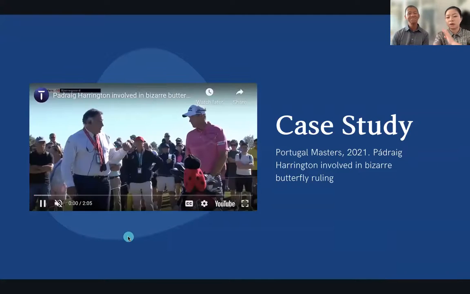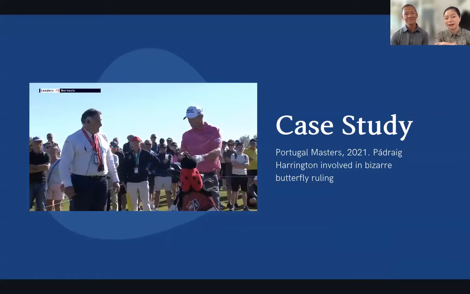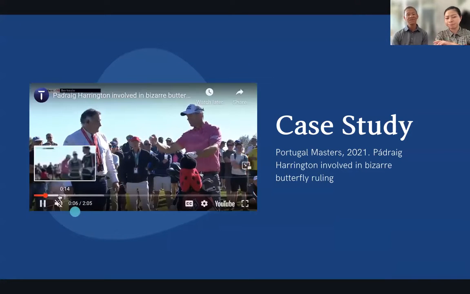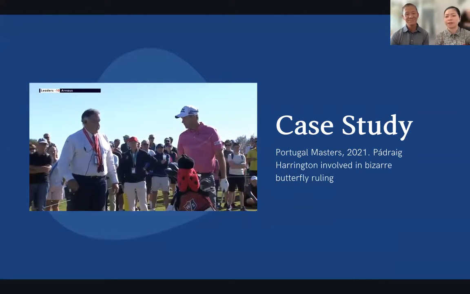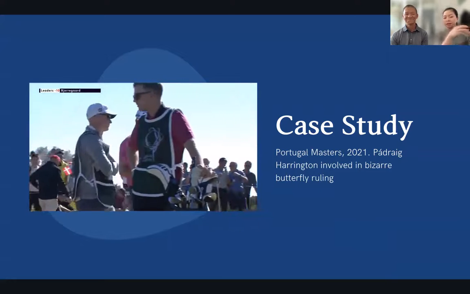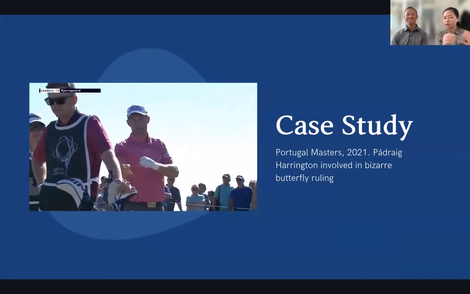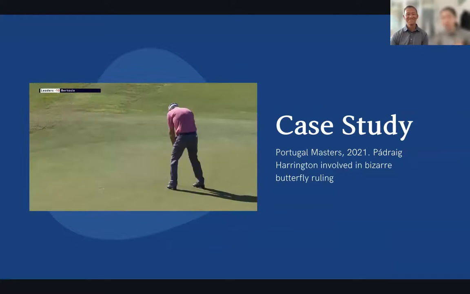Here, the outside influence in question is a butterfly. Right now on the screen, you'll see that Harrington is on the next hole after something happened on the last green. He's trying to amend anything that happened on the previous hole before teeing off on the next hole, because if he hasn't corrected it, it could result in a penalty.